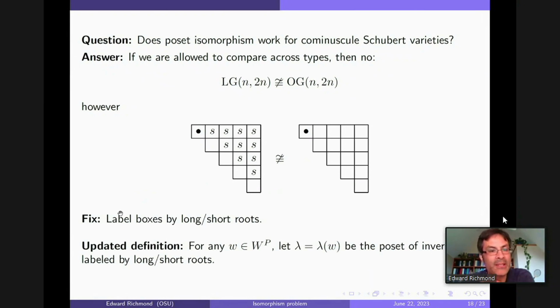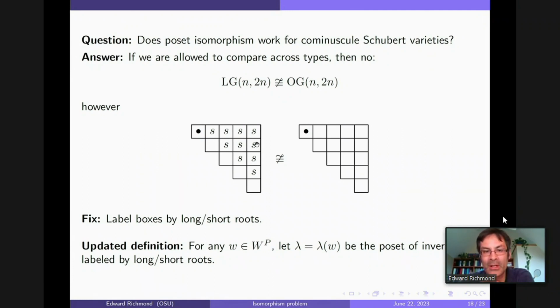However, we have a fix. What Michal, Weihong and I do is say, okay, these boxes correspond to roots, and when you're dealing with root systems, they have a notion of long and short root. So if a root is long, I'm just going to leave the box blank, but if a root is short, I'm going to label it with S.